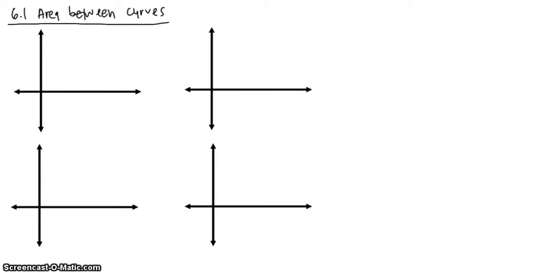Chapter 6.1 is finding the area between curves now, not just one curve, but between multiple curves. So let's go back to some of the basics here. For example, when we plot a point like (2, 5), what does that really mean in terms of distance? It means the distance to get to this point from the y-axis is 2, from the x-axis is 5, right? Simple enough.